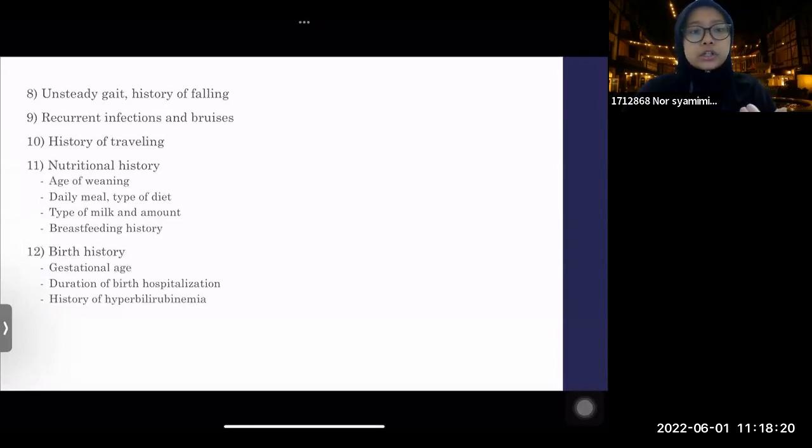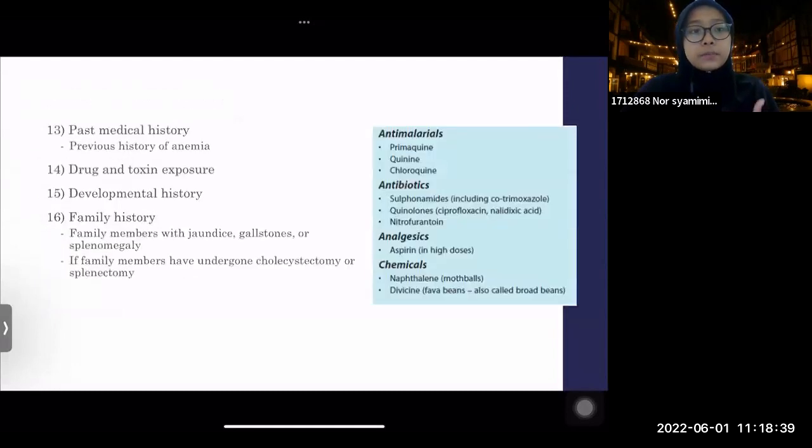Okay, next, also ask about the birth history, the gestational age, duration of birth, hospitalization, and if there is a history of hyperbilirubinemia in the newborn, it can suggest a hemolytic etiology of the anemia. Okay, next. For the past medical history, we could ask if the patient had a previous history of the same presentation or previous history of anemia, which could suggest an inherited disorder.